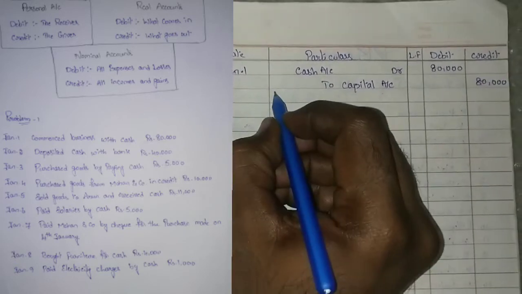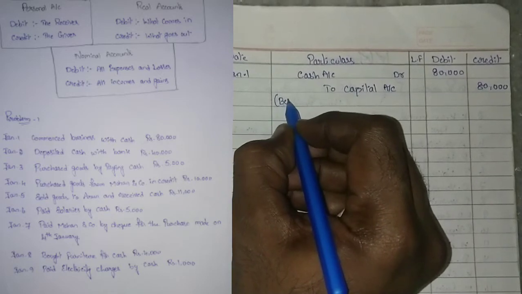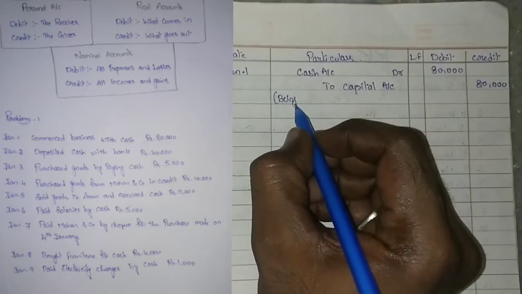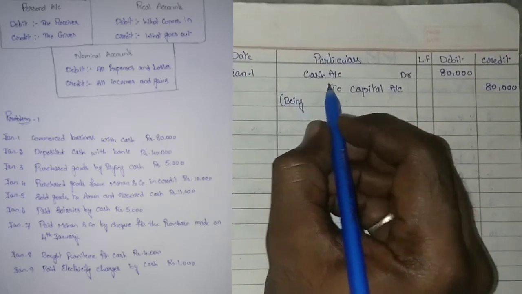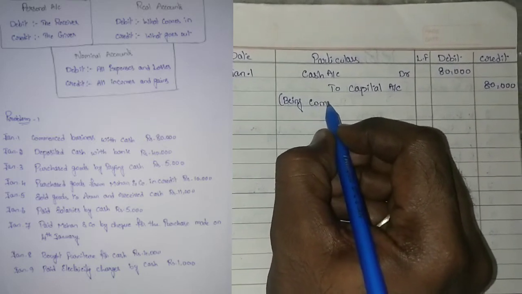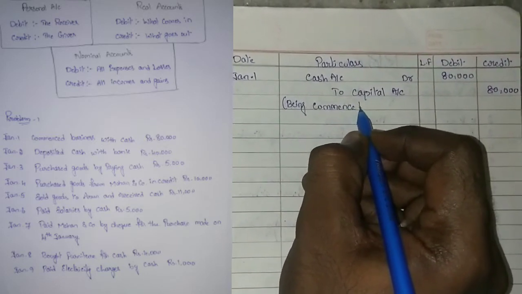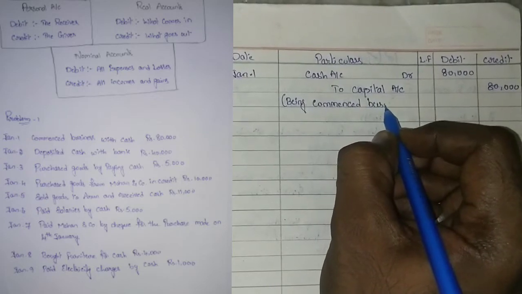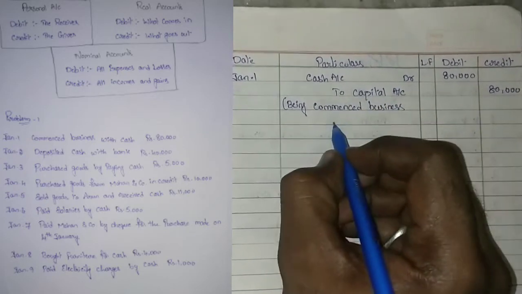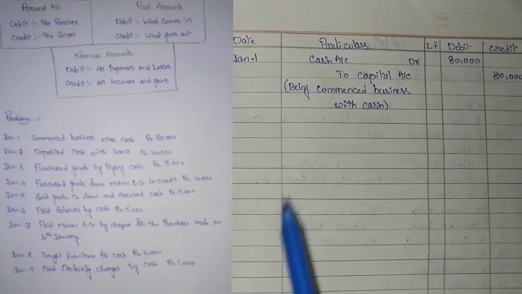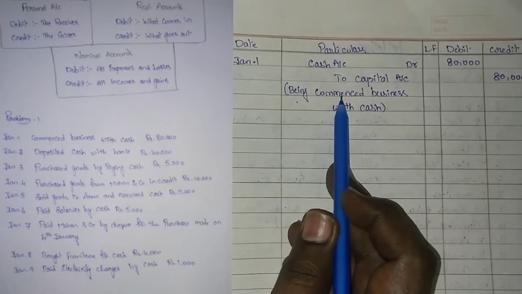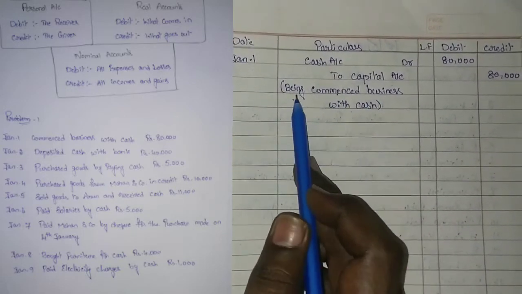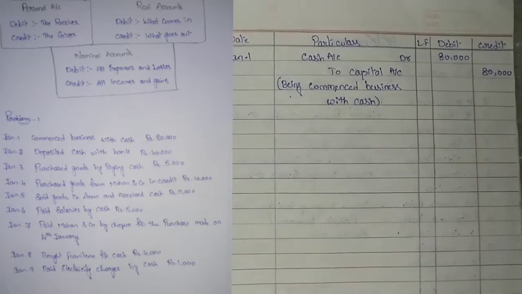80,000. And you should go for writing narration for each and every entry. So the narration should start with being. So being commenced business with. So the narration should start with being, and whatever the transaction they have given, again that should be written. So being commenced business with cash.